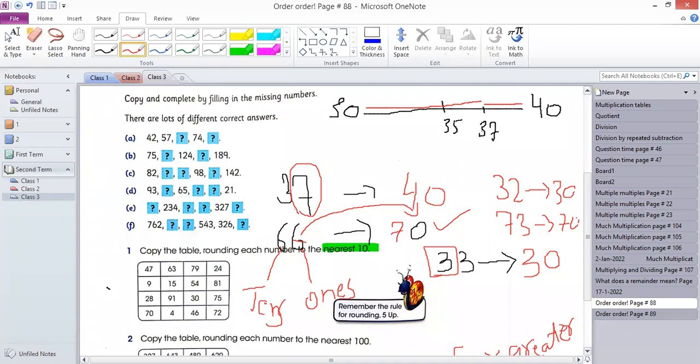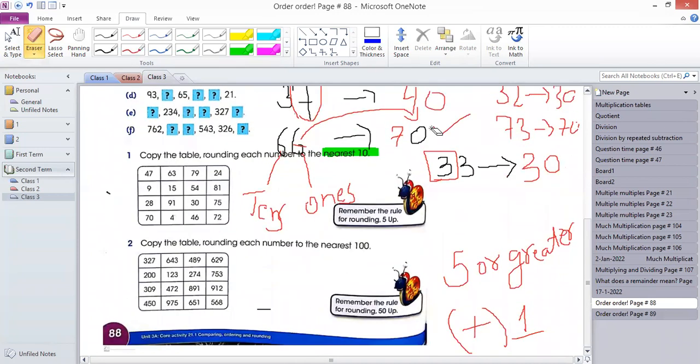So any number you round off to the nearest 10, the answer should be in tens and the ones should be 0. When you round off any number to tens, the ones should be 0 because the answer should be in tens: 1 ten, 2 tens, 3 tens, 4 tens, 5 tens, 6 tens, 7 tens, like this. Now I have told you how to round a number to the nearest 10.